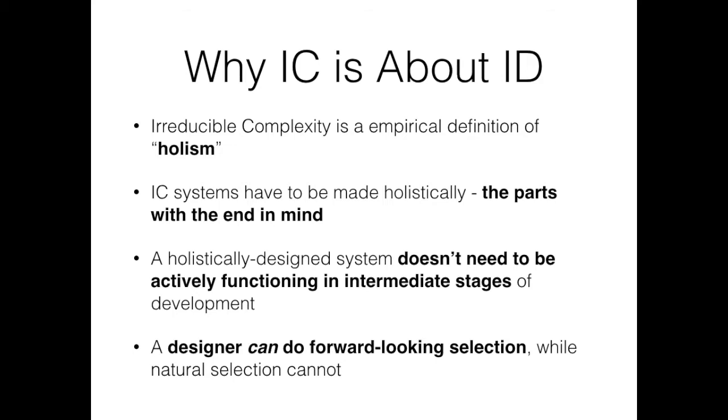So irreducible complex systems have to be made holistically. They have to be made with the end in mind. So that's where you get the parts. They don't come from selection because you can't select for them because you don't have the function.